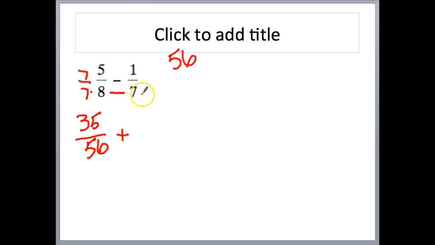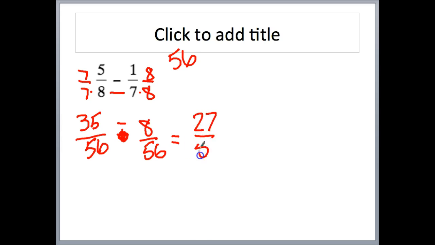And how do I change 7 into 56? Multiply by 8. Same to the top. 8, 56. Made a mistake again here. Sorry about that. That's subtraction. 35/56 minus 8/56 is 27/56. Nice and easy.